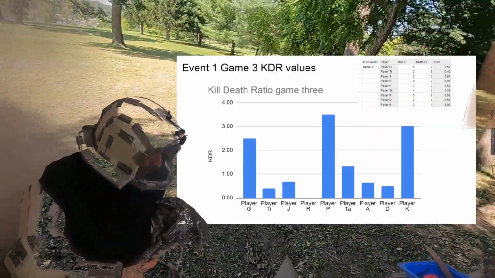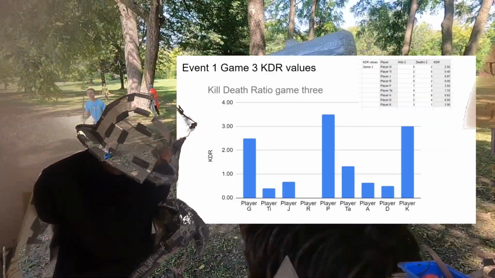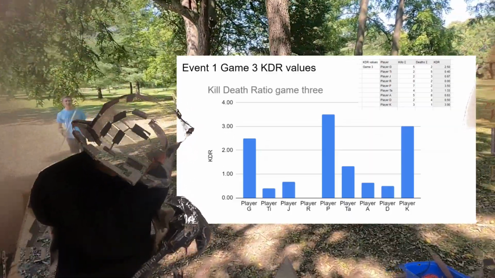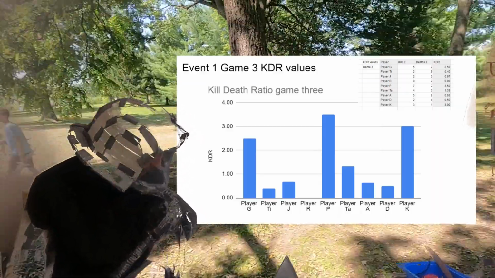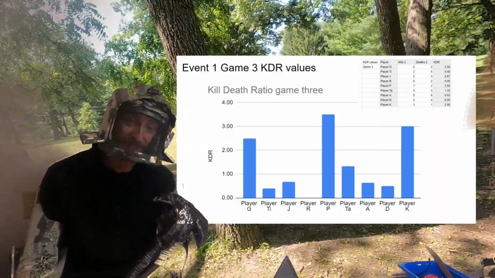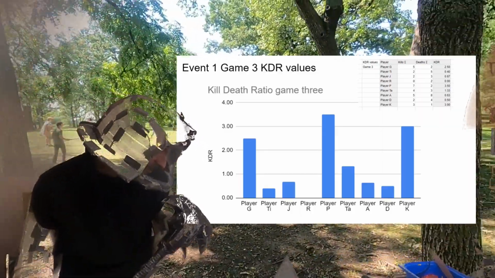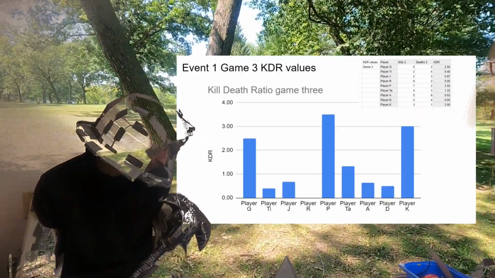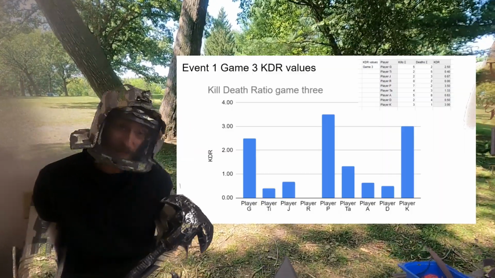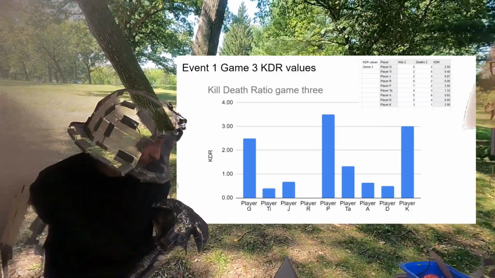But here's game 3. So this is actually the first game where my KDR is lower than 2 other fighters. My KDR is 2.5, and player P really did very well, with 7 kills and 2 deaths for a KDR of 3.5. They were extremely active in this game, much more active than they were in previous games.